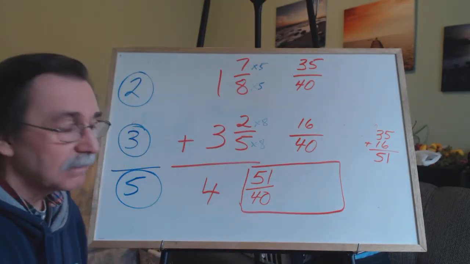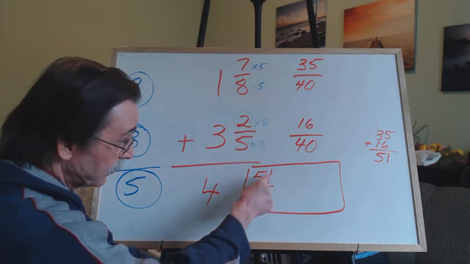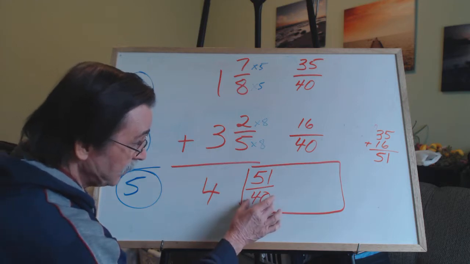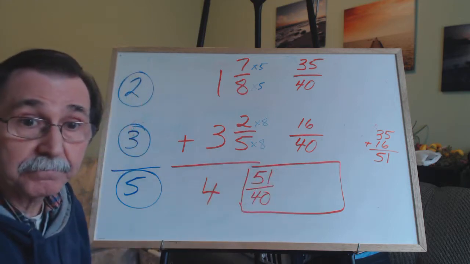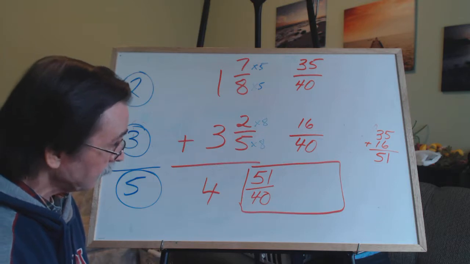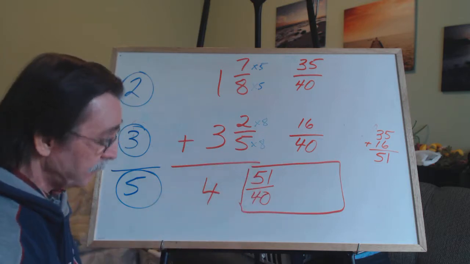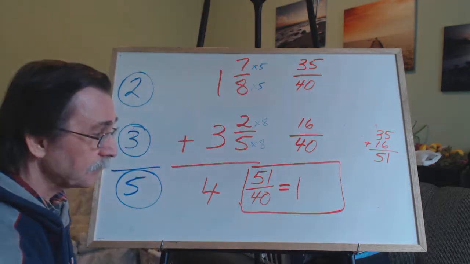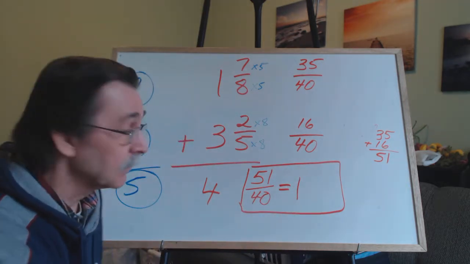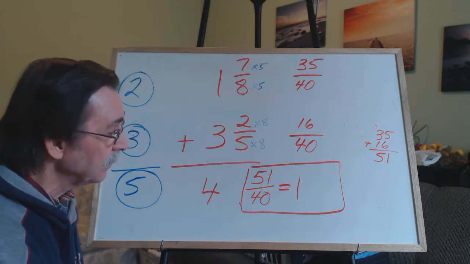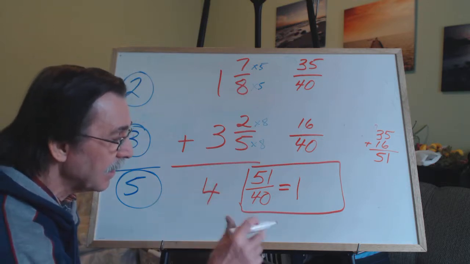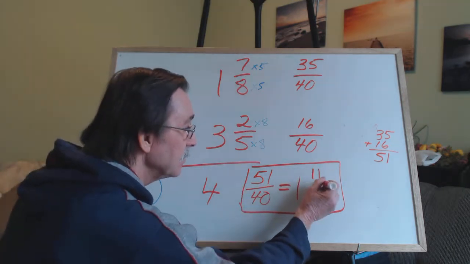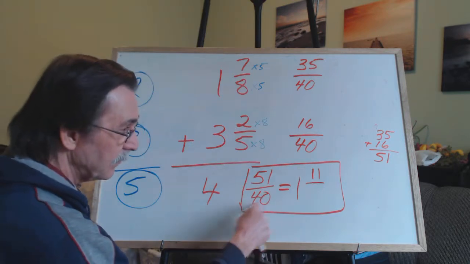And you remember that in order to turn this part here into a mixed number, you see how many times does 40 go into 51? Well, 40 goes into 51 one time. And how many left over? Well, 40 goes into 51 one time, and if you do the division, it's 11 left over. So 11 what? 11 40ths.